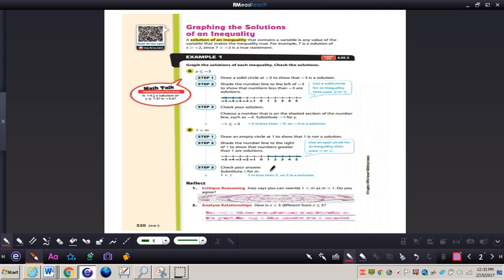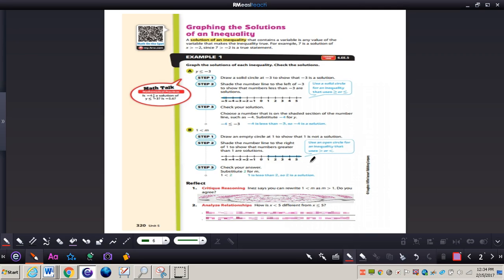Okay, so remember, without a line, we're not going to shade in that circle. Now it says shade the number line to the right of 1 to show that numbers greater than 1 are solutions. Okay, so we can see an open circle for 1, and to the right of the 1 are solutions. So we can also check. We can substitute 2, for example, for m, and we know that 1 is less than 2.